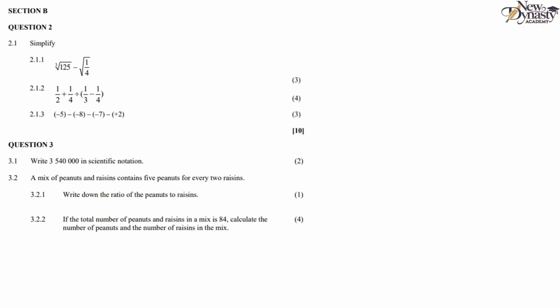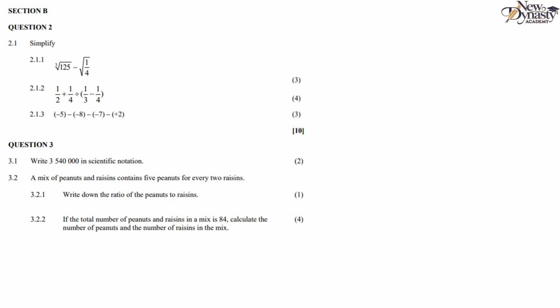Then section B, question 2, 2.1, we are simplifying. Simplify 2.1.1, the cube root of 125 minus the square root of a quarter.